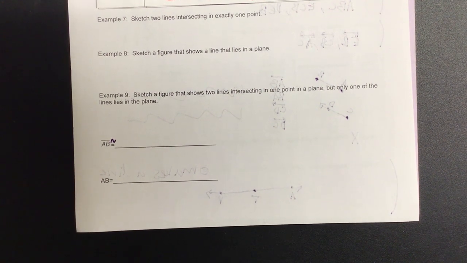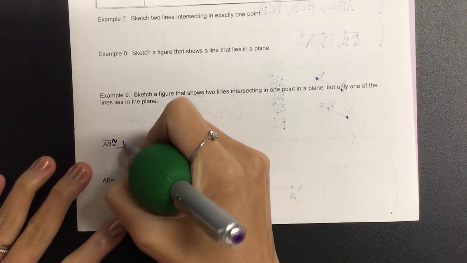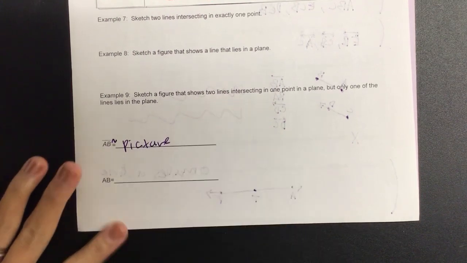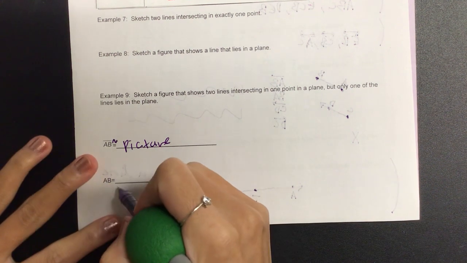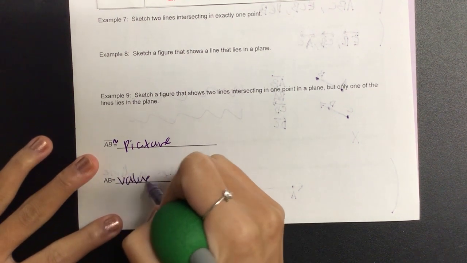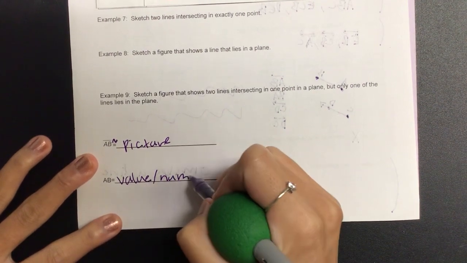So here's my question to you. If I give you two pictures that are identical, are they congruent to or are they equivalent to? Pictures should be congruent to. But if I give you equal to, is 4 equal to 4? So numbers are equal to. Pictures are congruent to. Keep that in mind. So I'm going to say AB will be a value, a specific number.